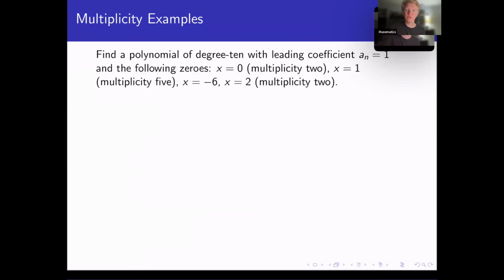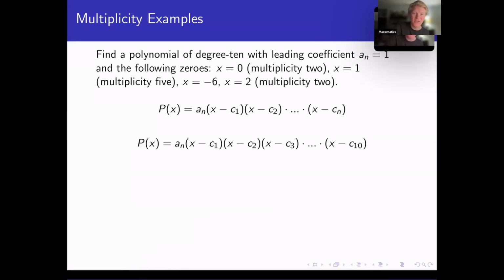Okay, degree 10, leading coefficient 1, with zeros x equals 0, multiplicity 2, x equals 1, multiplicity 5, x equals negative 6. No multiplicity said, so we assume it's multiplicity 1, and x equals 2, multiplicity 2. So here's a great example as to why we wouldn't write out all 10 zeros. For x equals 0, multiplicity 2, we'll do x minus 0 squared. For x equals 1, multiplicity 5, (x minus 1) to the 5th.